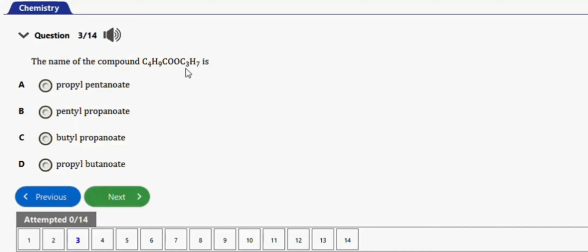Propyl, because we have 3 carbon atoms after the second oxygen atom. Alright, so that's why it's propyl pentanoate. Okay, option A is the right answer to this question.